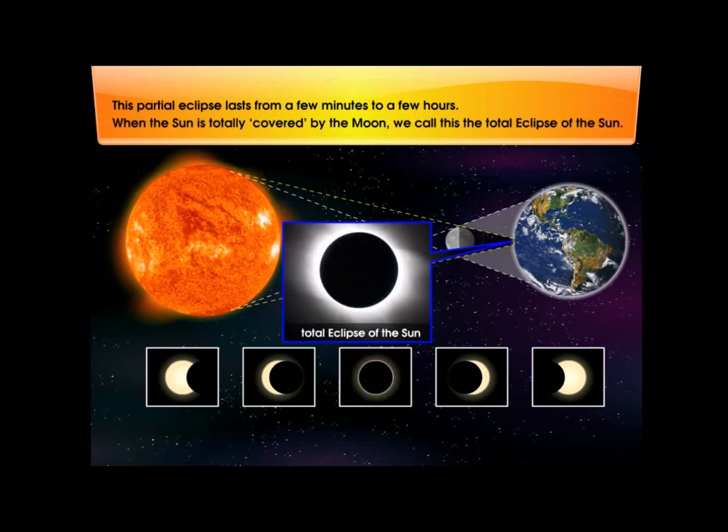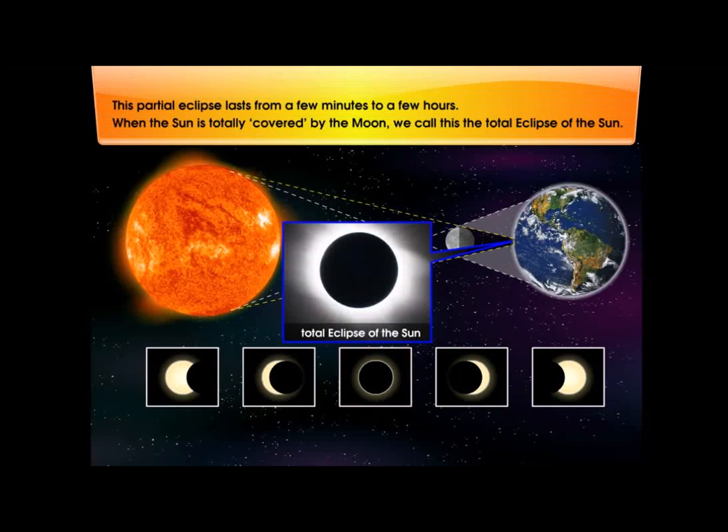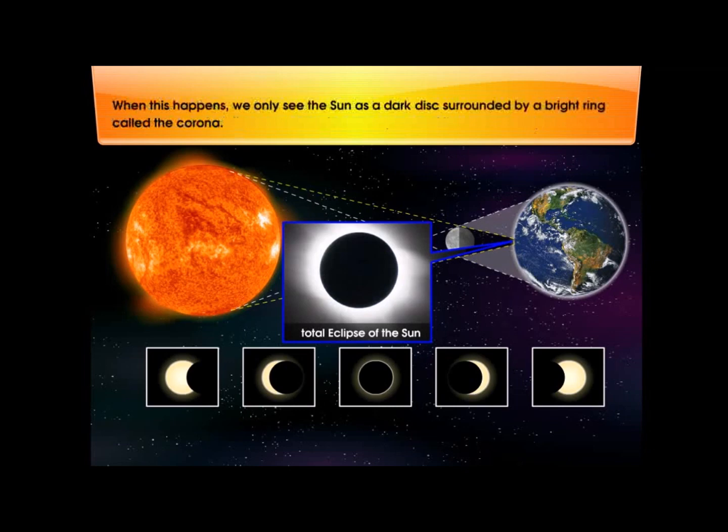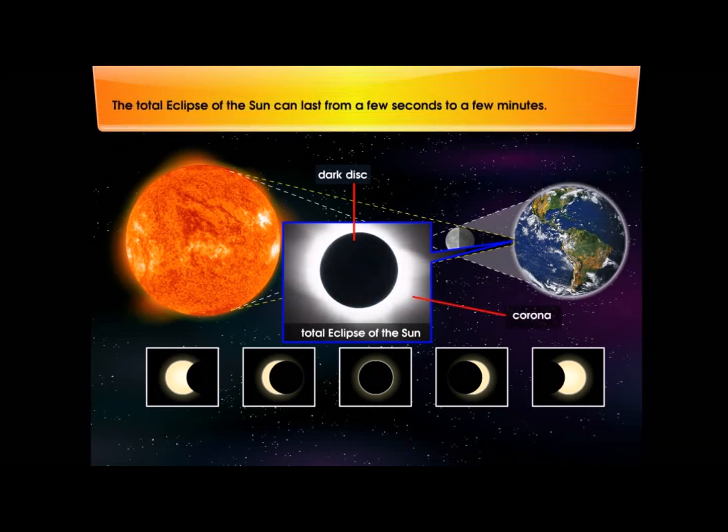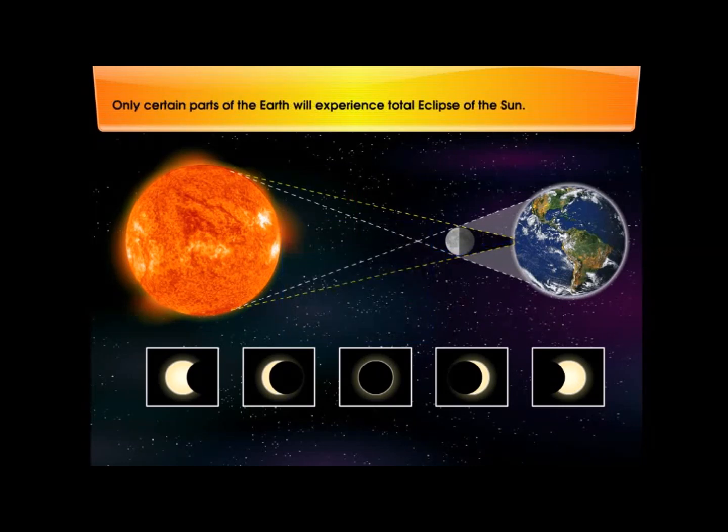When the sun is totally covered by the moon, we call this a total eclipse of the sun. When this happens, we only see the sun as a dark disk surrounded by a bright ring called the corona. This total eclipse lasts from a few seconds to a few minutes. Only certain parts of the earth will experience total eclipse of the sun.